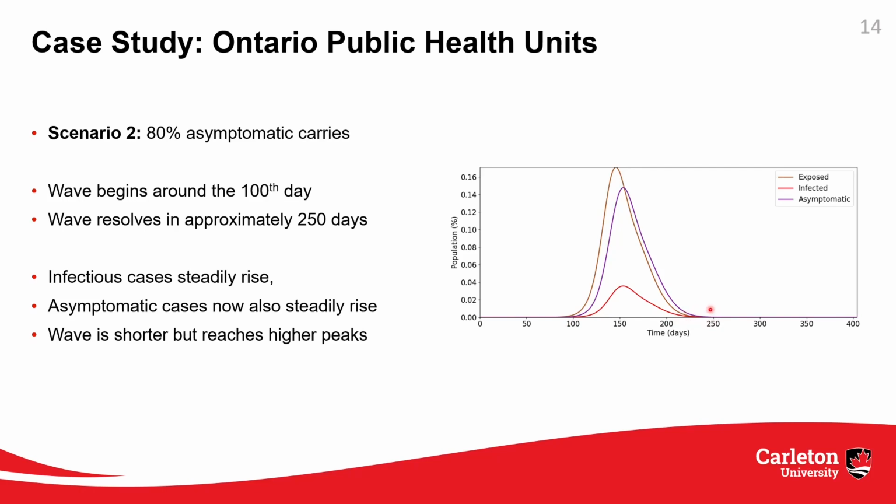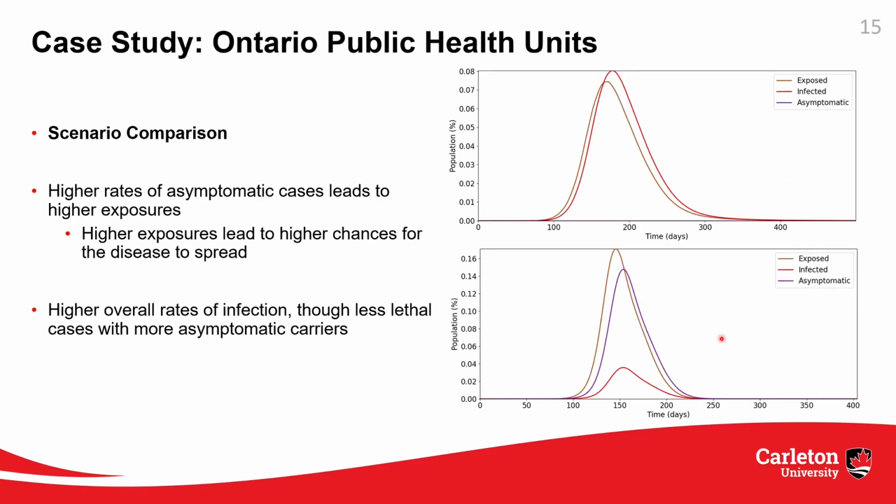What we can immediately see is that infections continue to rise and fall, but now we have this large spike of asymptomatic cases, and they do the same thing as infectious looked before. So we have a shorter wave, but higher peaks. So with this, we can compare the two and we can see the differences between them.